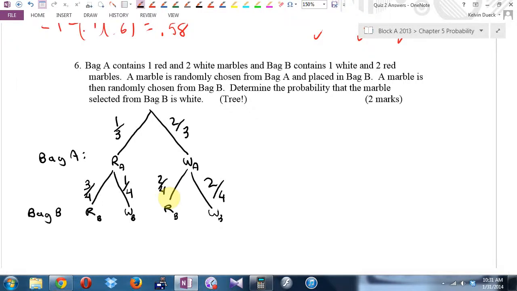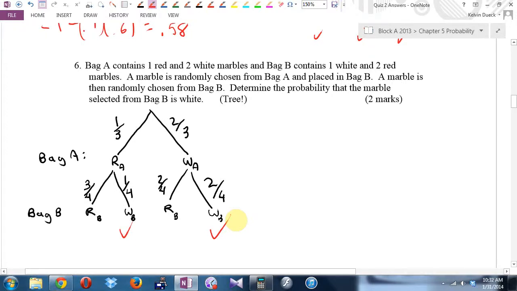What does this want me to find? Rosanna, can you read to me the last sentence? Nice and loud, please. Determine the probability that the marble selected from bag B is white. You know what? I think that's that branch or that branch. Those are the two branches that end in getting a white marble from B.